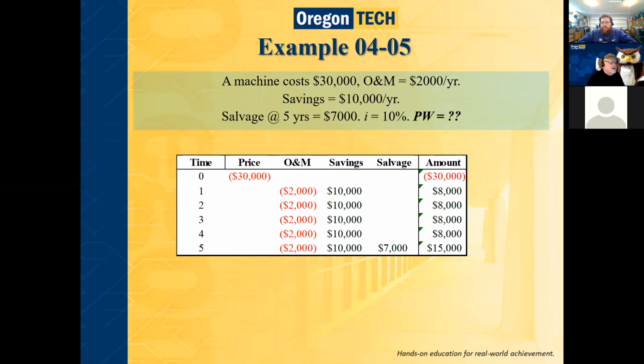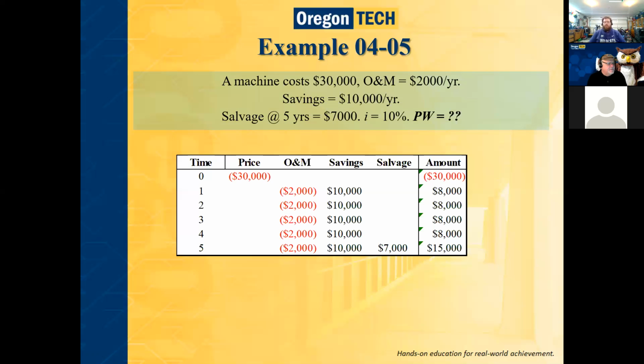Okay. O&M, your operation and maintenance of it, is $2,000 a year. Your savings are going to save you $10,000 a year. At the end of the year, you can sell a machine for salvage value, whether it be for scrap or to some other company that can't buy it brand new. Salvage value is what you can sell it for at the end of your useful life for it. You have a 5-year useful life because it tells you.